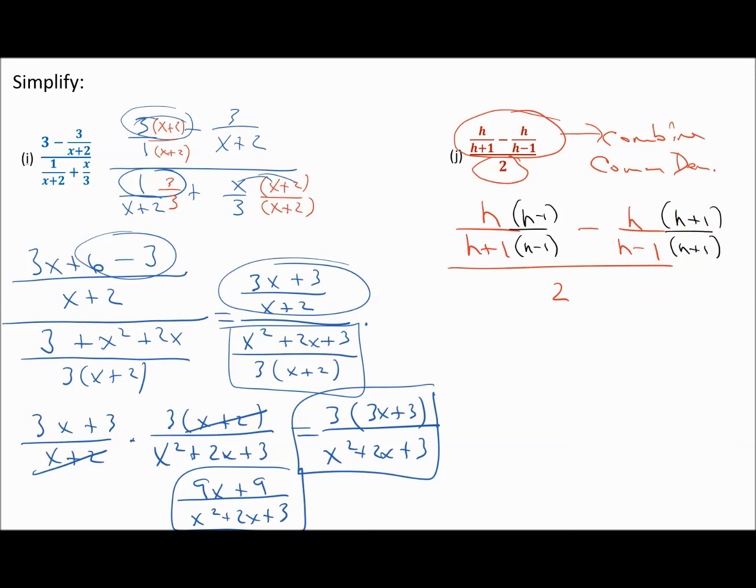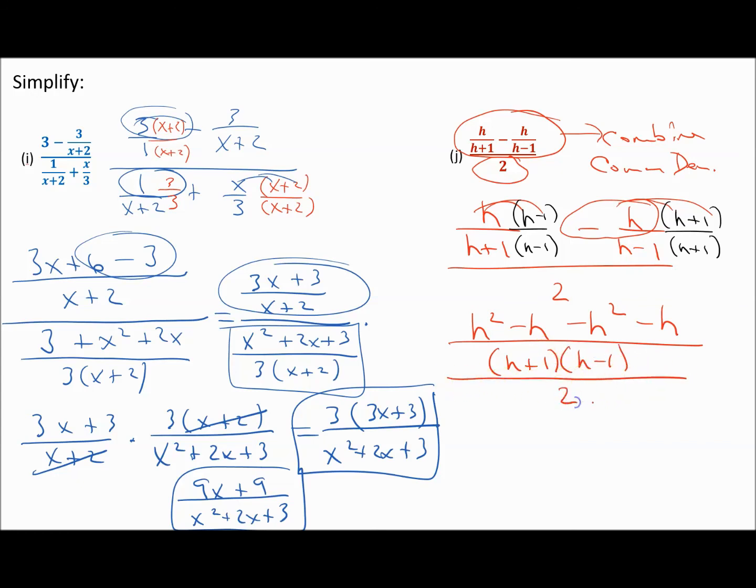Okay. And to simplify, remember, you do not have to multiply out denominators, but you do have to multiply out numerators. So h times h is h squared. H times negative 1 is minus h. Now this is minus all of this, so what I'm going to do is consider that this is a negative h. So negative h times h is negative h squared, and negative h times 1 will be minus h. That's all over my common denominator of h plus 1 times h minus 1. And don't forget, that's still all living over 2.